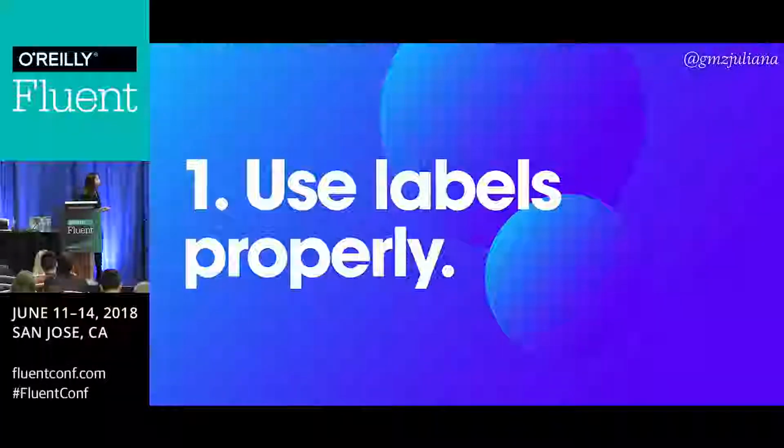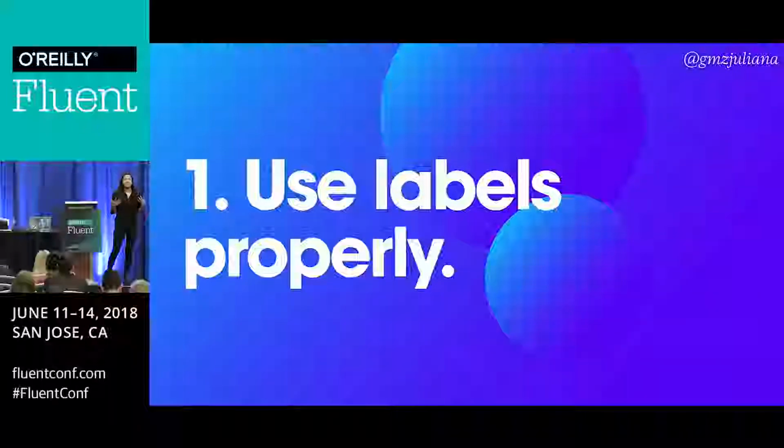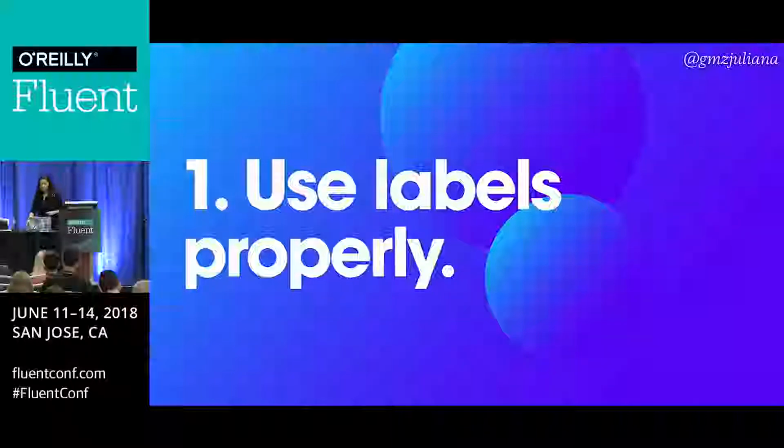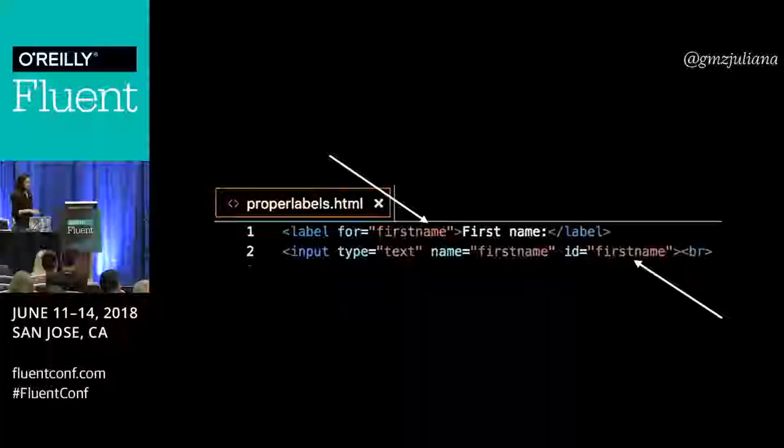By properly labeling everything, your users will know what it is that you want them to do, normally what it's for, and maybe some instructions for it. So the easiest way to create labels is to use a label element, and then with your input, provide in the for attribute for the label, provide the ID of the input that it links to. Super easy.